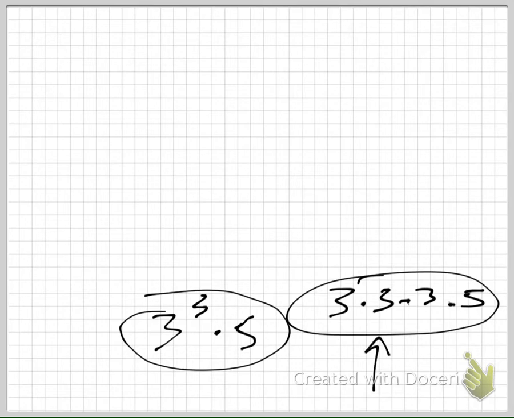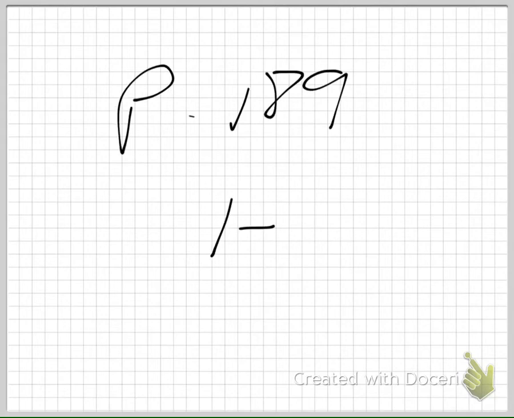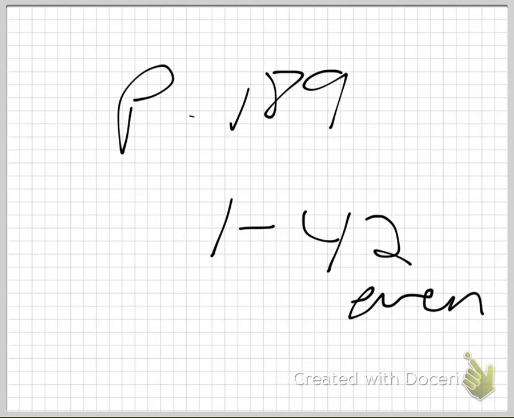You use that to find the greatest common factor, but anyway, your homework. And then hopefully I have a second to update your grades. We'll see. Page 189, 1 through 42, even.